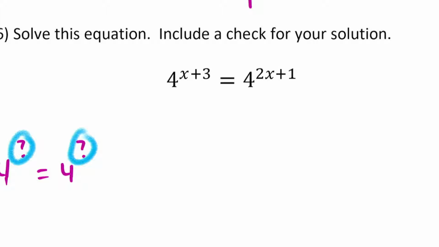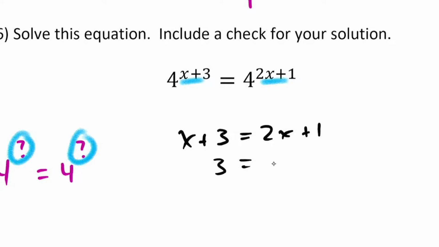So in this case, all I'm going to do is set this exponent equal to this exponent, and I get x plus 3 has to be the same as 2x plus 1. If I take away x from both sides, I get 3 has to be x plus 1. And if I take away a 1 from both sides, I get 2 is what x must be. So x is 2.